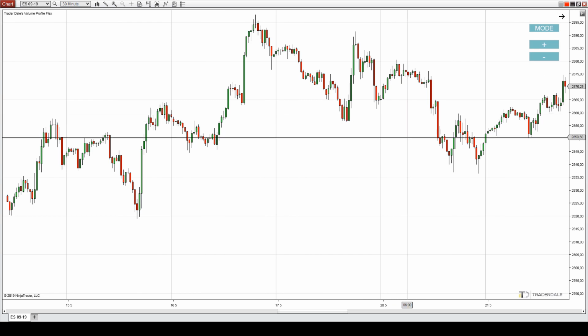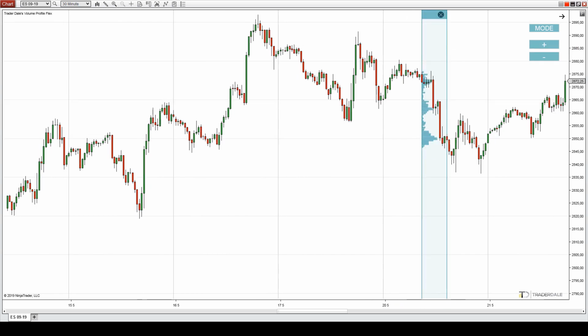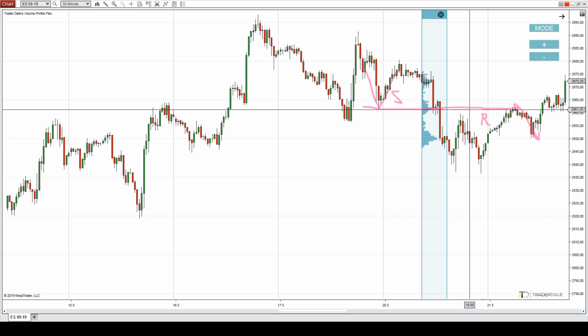This is a really nice one. It's a really nice confirmation of the level in here. This volume cluster right there and this reaction. What I like about it is this. This is what caught my eye. Support becoming resistance. Alright, this is the level.